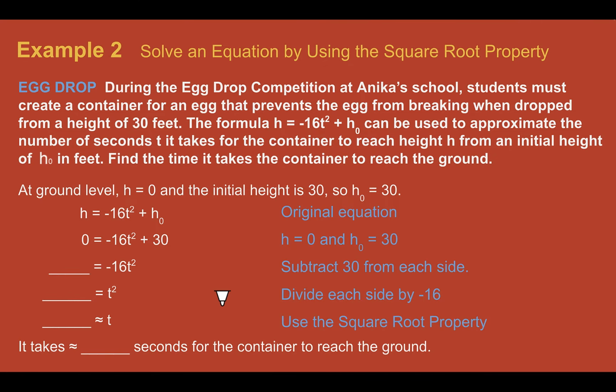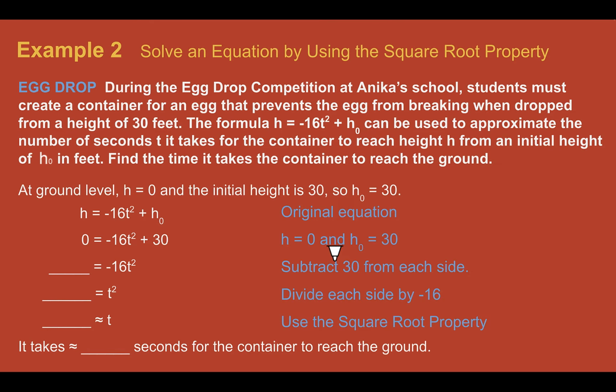Example 2, solve an equation by using the square root property. Our real context here is egg drop. During the egg drop competition at Annika's school, students must create a container for an egg that prevents the egg from breaking when dropped from a height of 30 feet. The formula h equals negative 16t squared plus h sub 0 can be used to approximate the number of seconds t it takes for the container to reach a height from an initial height of h0 in feet. Find the time it takes the container to reach the ground.